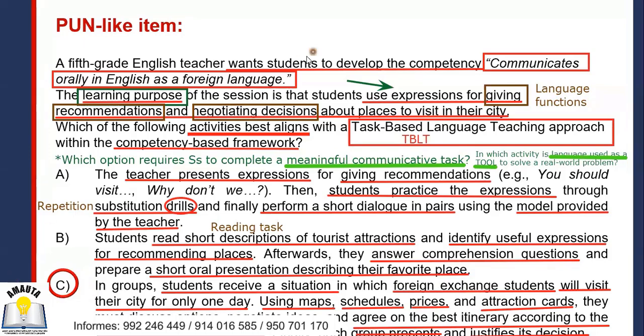Good. One question, do students work in pairs or groups? Here, in letter C, students work in groups. In groups. Here it says.